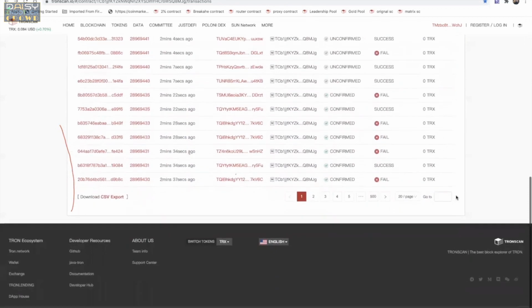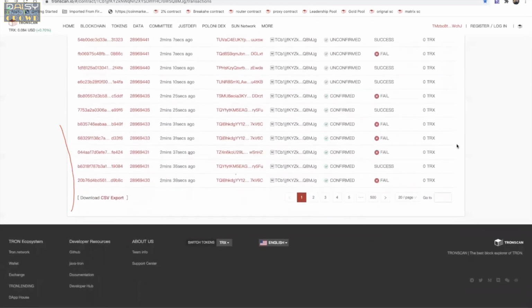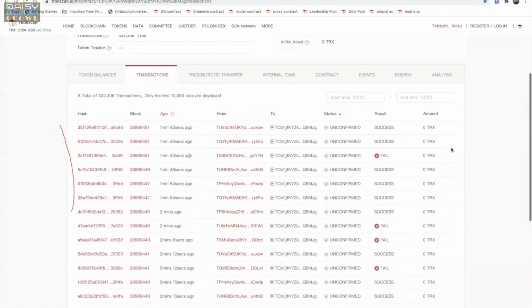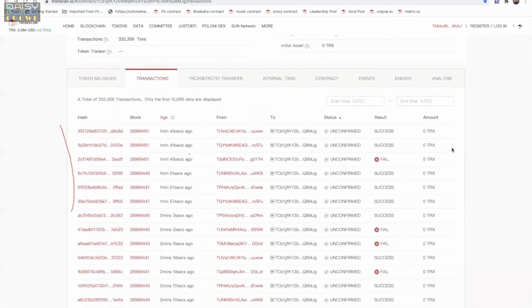Everything's there. I mean, guys, Daisy is all about transparency. There's nothing hidden. 100% transparency. Everything can be validated on the blockchain. And when there's an issue, it's always a user issue. I've not had one situation that was an internal issue.